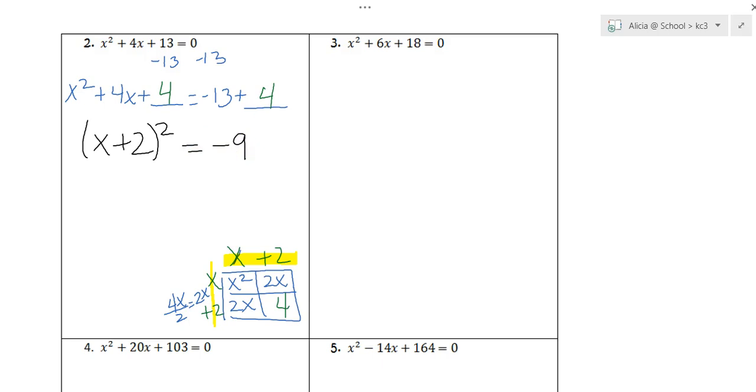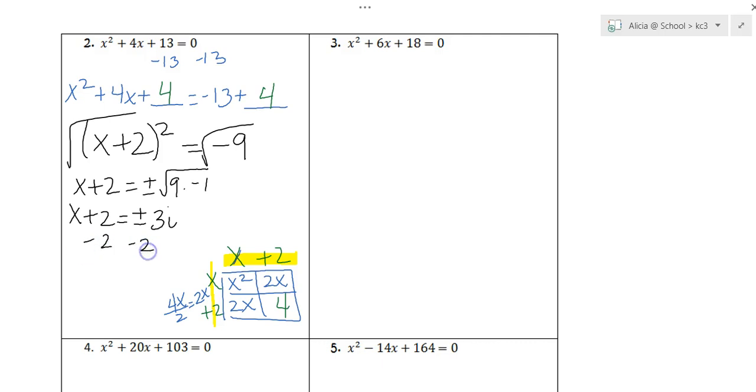I want to solve for x. x is being squared currently, so the opposite operation, the inverse of something squared, is take the square root. I'm going to have x plus 2 equals plus or minus square root of negative 9. Negative 9 can be broken down to 9 times a negative 1. Therefore, x plus 2 is going to equal plus or minus 3i. I want to do the opposite operation, so I'm going to subtract 2 on each side. So x is going to equal negative 2 plus or minus 3i.